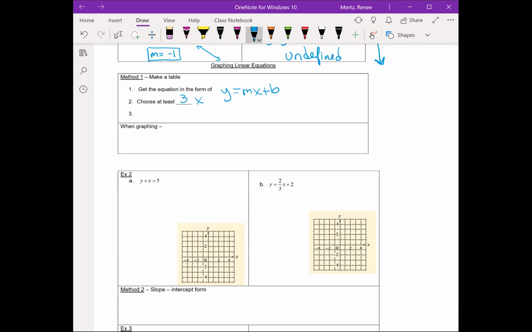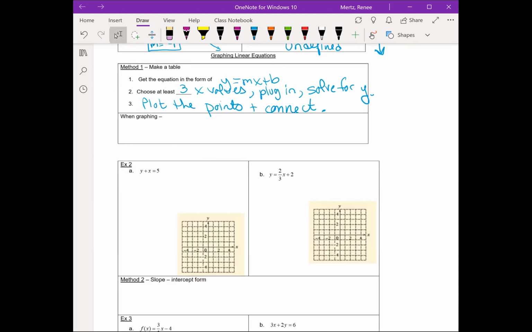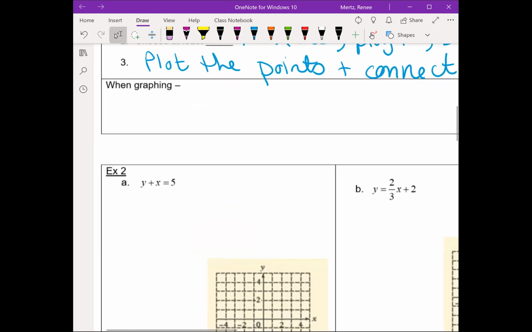So we're going to take 3 values, we're going to plug them in for x, and we're going to solve for y, just like when we did domain and range. Then you're going to plot them and you're going to connect them. If you have a graphing calculator, this will obviously be easier. If not, it's not a big deal. We're only going to be plugging in a few.